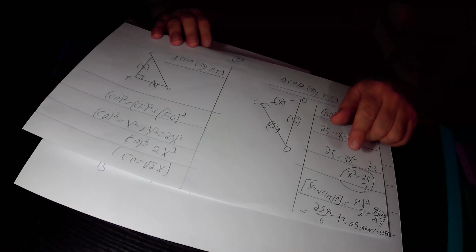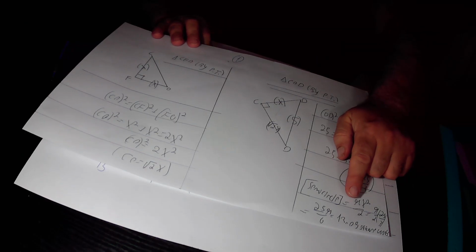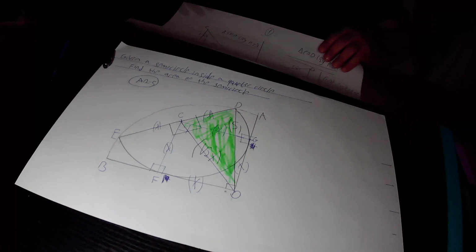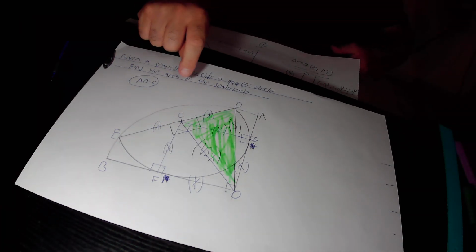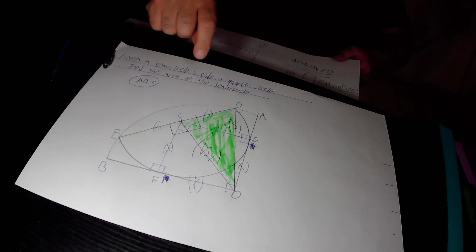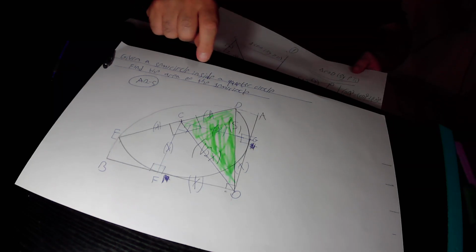Or in terms of numbers, the area of the semicircle equals 13.09 square units. Again, we found out that the area of the semicircle equals either 25 pi over 6 square units, or in terms of numbers, 13.09 square units.